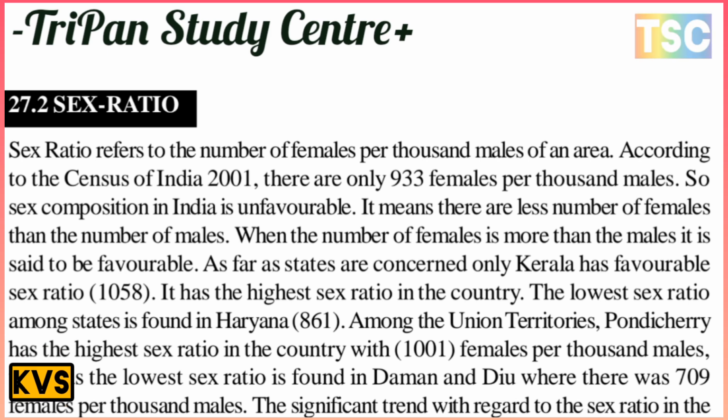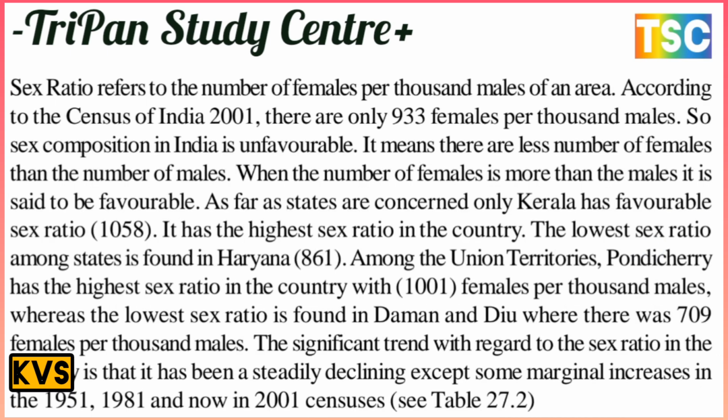Kerala has 1058 females per thousand males, the highest sex ratio in the country. The lowest sex ratio among states is found in Haryana, only 861, according to the 2001 census. Among the territories, Pondicherry has the highest sex ratio in the country with 1001 females per thousand males, whereas the lowest is found in Daman and Diu, where it was only 709 females per thousand males. This is the most important information here.